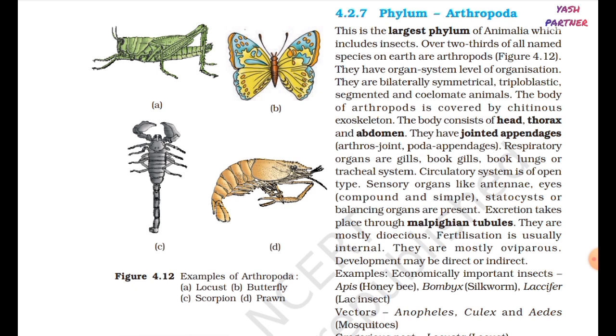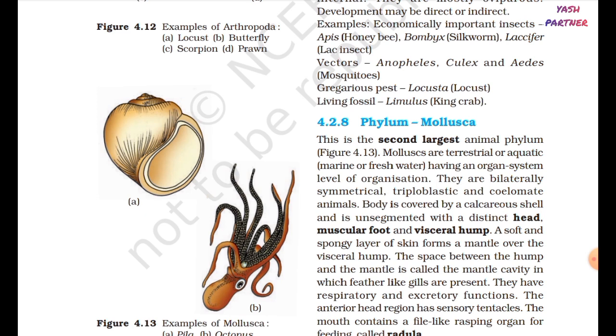Examples: economically important insects: Apis, honeybee; Bombyx, silkworm; Laccifer, lac insect; vectors: Anopheles, Culex, and Aedes mosquitoes; gregarious pest: Locusta, locust; living fossil: Limulus, king crab.